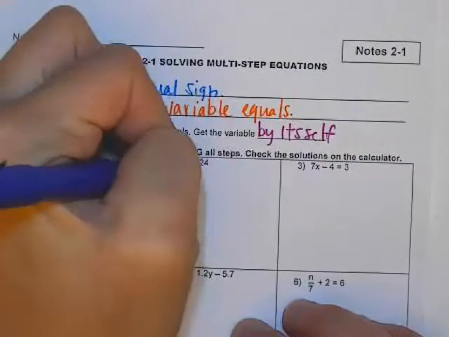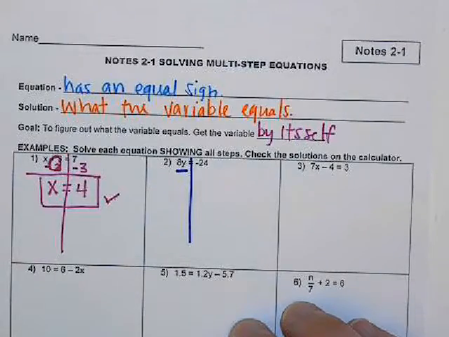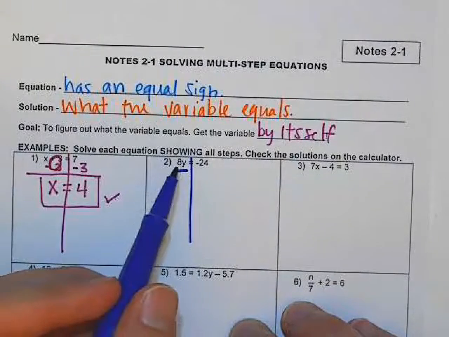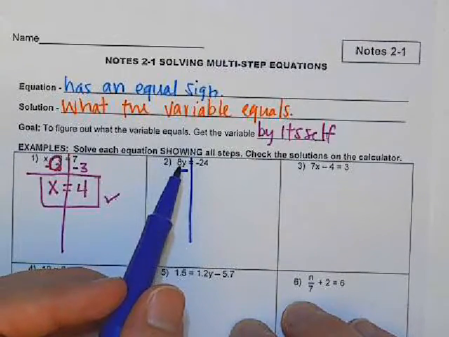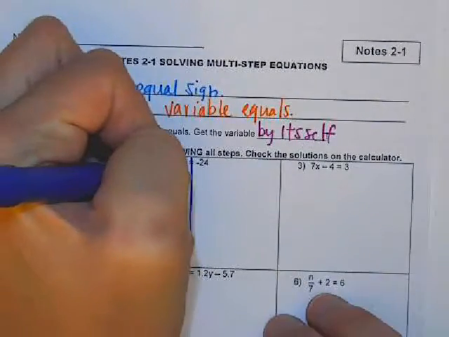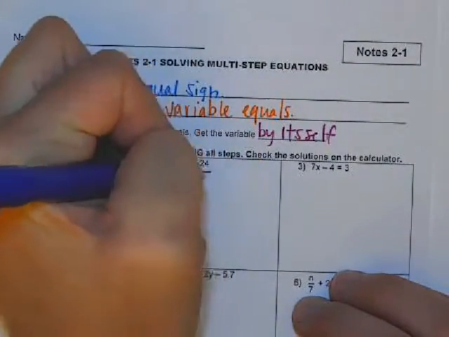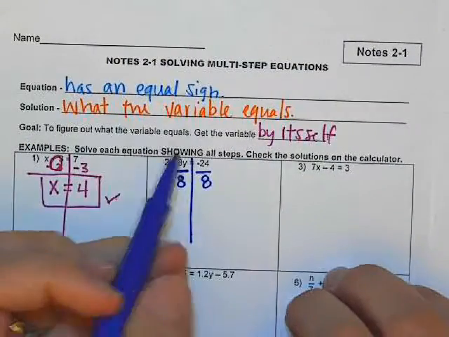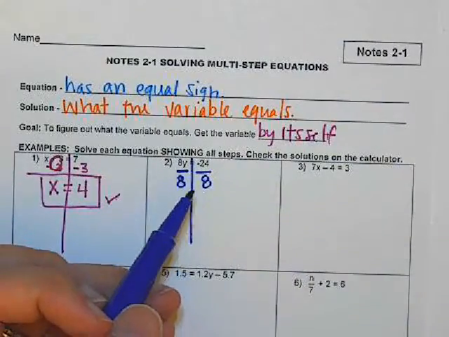So I'm going to draw a fraction bar. And what am I going to divide by? What's being multiplied? 8. 8 is being multiplied. So I divide by 8. And what I do to one side, I do to the other side. Fraction bar 8. Do I put a y with the 8? No. You do not put the y with the 8 down here.